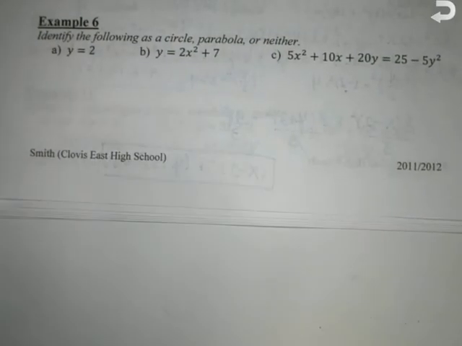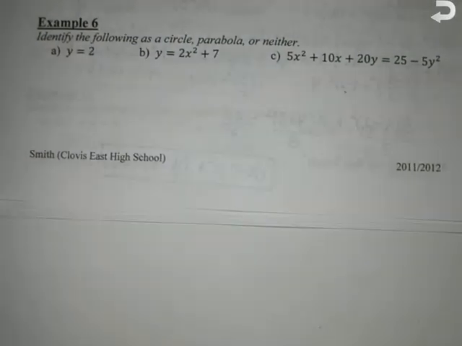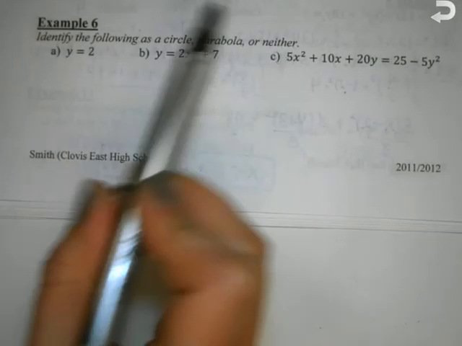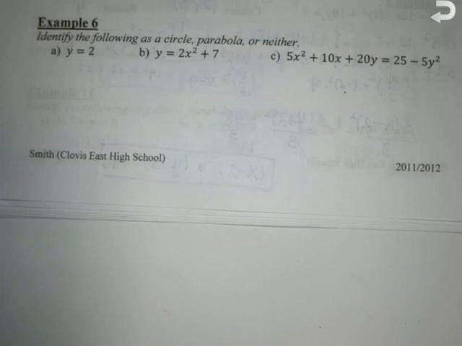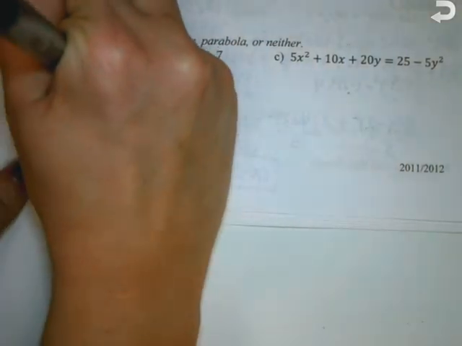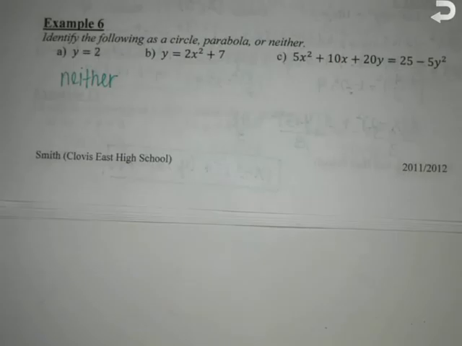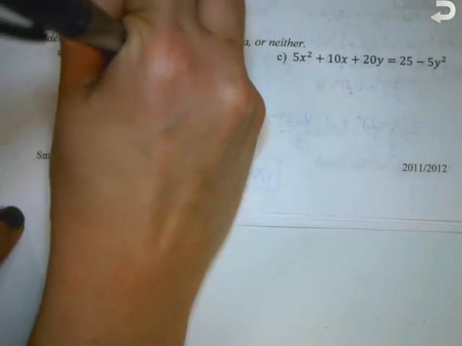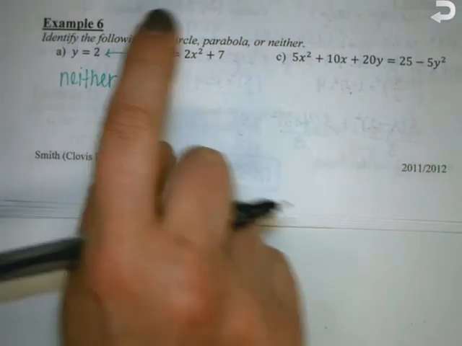A, y equals 2. Which one is that? Neither. It's neither. Does anybody know what it is? It's a line. Is it vertical or horizontal? Horizontal. It's a line that looks like this because all the y's are the same. Okay, B, y equals 2x squared plus 7. Parabola. How do you know? The x squared. There's just one x squared here, nothing else.